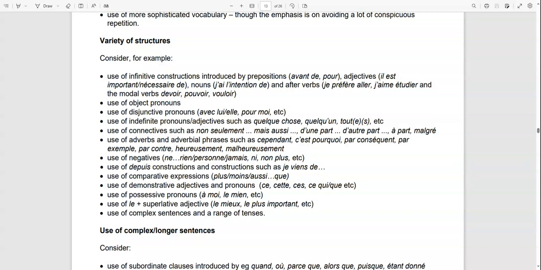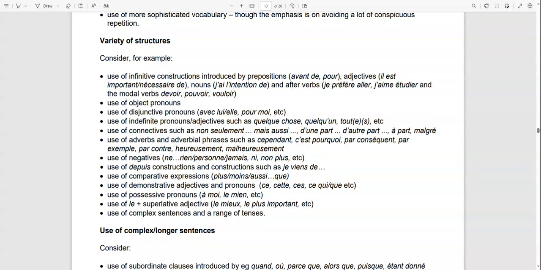Use of depuis, talk about how long you've been doing something. For example, je le joue depuis 3 ans. So I have been playing it for 3 years, but remember, in the French, you use the present tense form of the verb to go with depuis, even though it's a past idea. And phrases like je viens de, I have just done something. For example, je viens de fêter Pâques. I've just celebrated Easter.